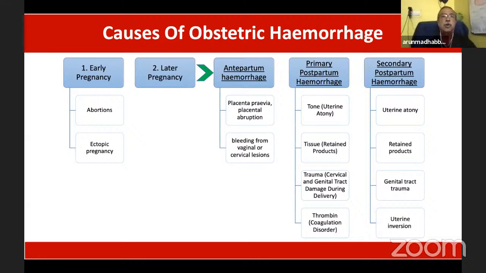So the causes of obstetric hemorrhage in early pregnancy could be abortions, or even ectopic pregnancy, which is often neglected, because today we have access to healthcare by almost everyone in every part of our country. But when it comes to antepartum hemorrhage, I said placenta previa, placental abruption, or even in some cases where there is a traumatic vaginal delivery, we could end up in obstetric hemorrhage.